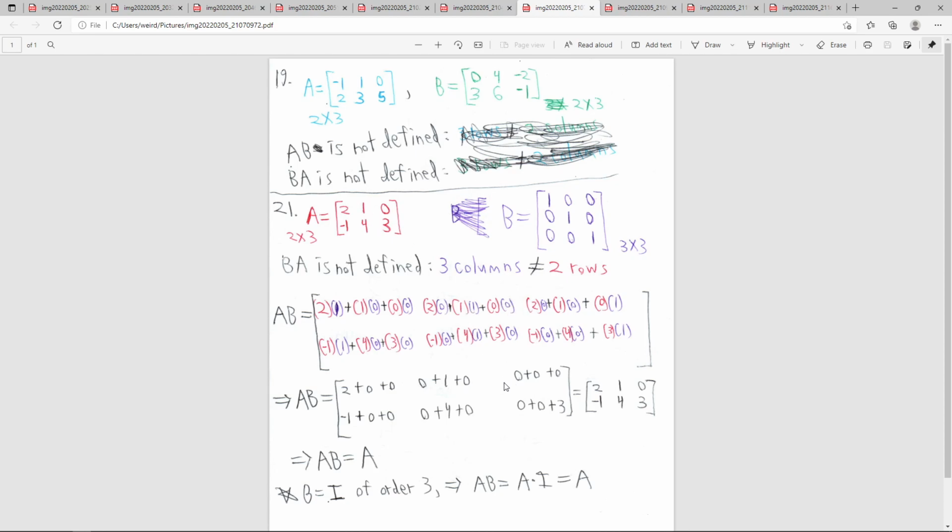Again, as you can see, there's all these zeros. That's how the matrices work. So A times B is just A, because B can be identified easily as the identity matrix.